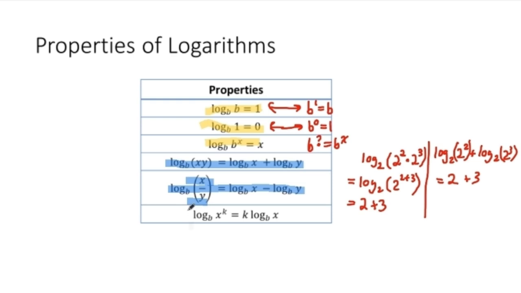And the last rule, log base b of x to the k equals k times log base b of x. So we can take powers that are inside a log and take the power and kick it out as a coefficient of the log. This is true because of the power to a power rule. When I raise a power to another power, I multiply the two powers. Remember, log base b of x does represent a power. The right-hand side just tells me I'm multiplying those powers together.